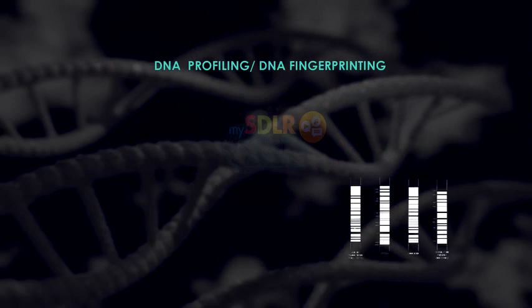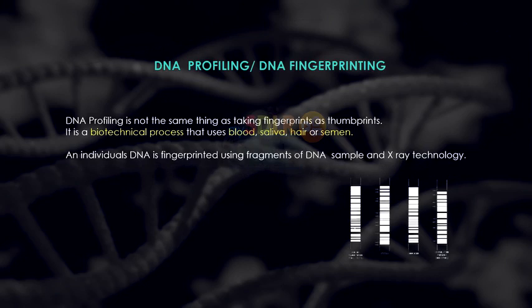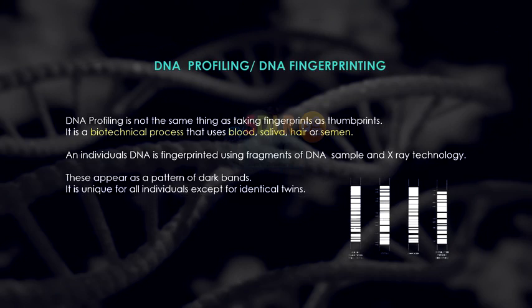DNA profiling, or DNA fingerprinting. It's actually not the same thing as taking fingerprints or thumbprints. DNA profiling is a biotechnical process that uses blood, saliva, hair, or semen. During this time, an individual's DNA is fingerprinted using fragments of DNA and X-ray technology. These appear as a pattern of dark bands. DNA profiling is unique for all individuals, except for identical twins. And then, the suspect's profile is matched with evidence.